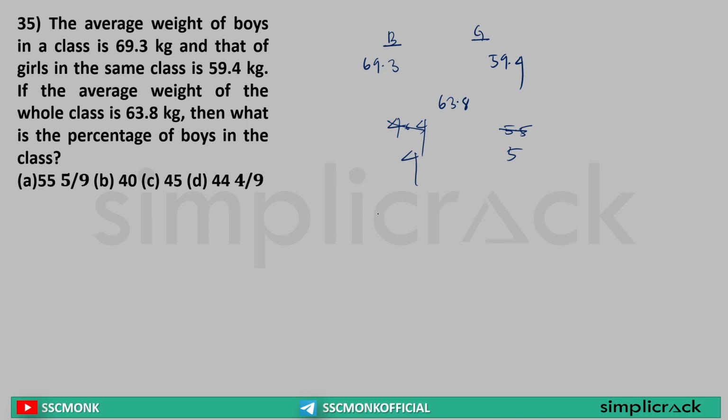So it is asking about percentage. So 4 boys out of total 9, multiply by 100. Sir, 1 by 9 is equal to what? 1 by 9 is equal to 11.11. So 4 times that will be 44.4%. That is equal to option D. Clear? Simple calculation. That's all. Nothing special over here. Clear?